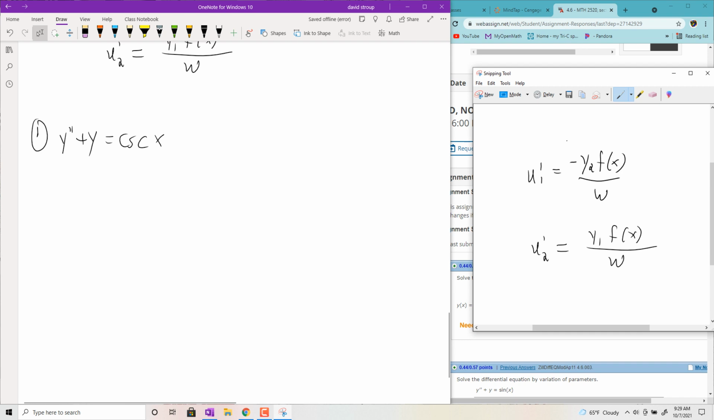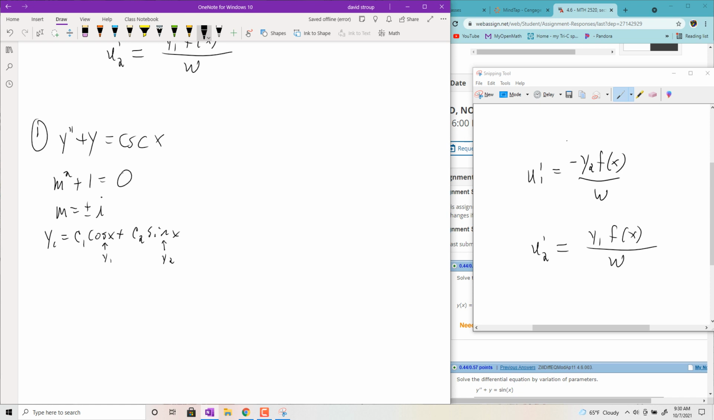And do my homework, right? Okay. So first you need the complementary part of the solution. And so you have your characteristic equation, m squared plus 1 equals 0. So here m is plus or minus i. So our complementary part of the solution is going to be c1 cosine x plus c2 sine x. And then this guy here is your y1. This guy here is your y2. And this guy right here is your f of x.